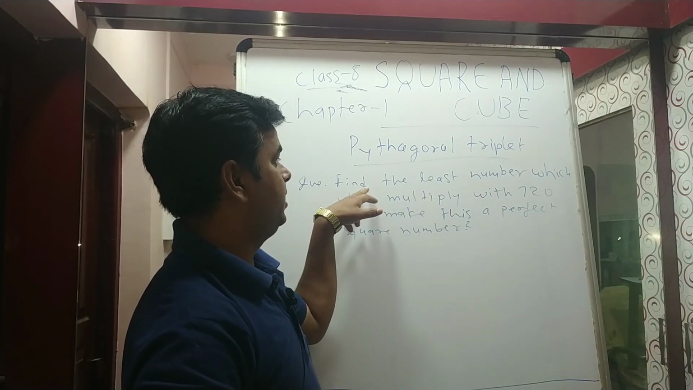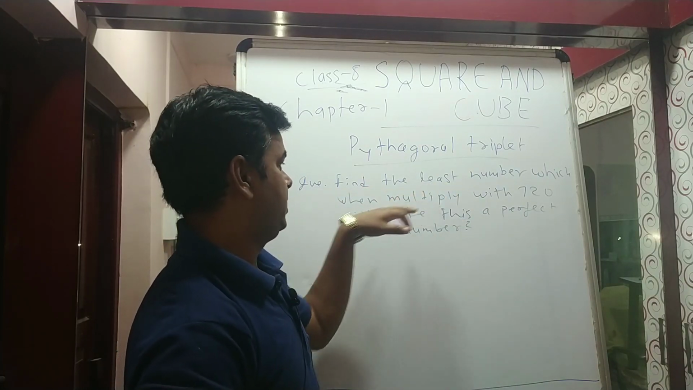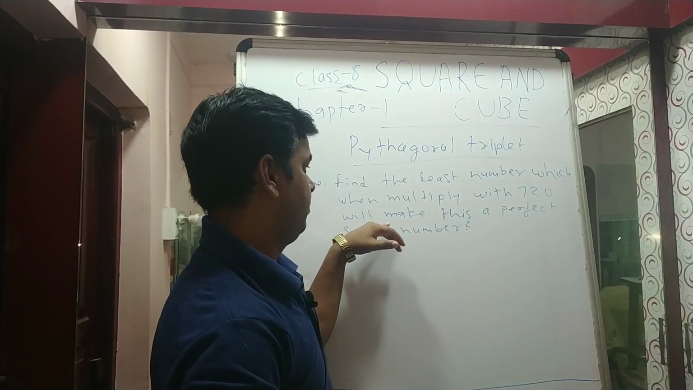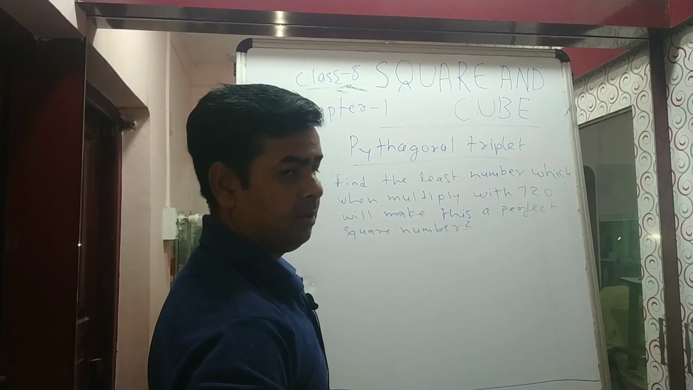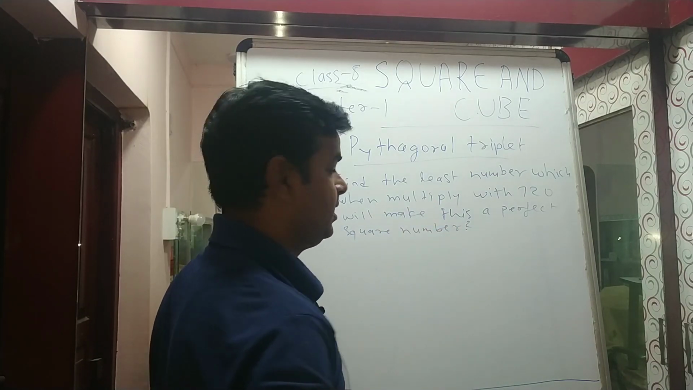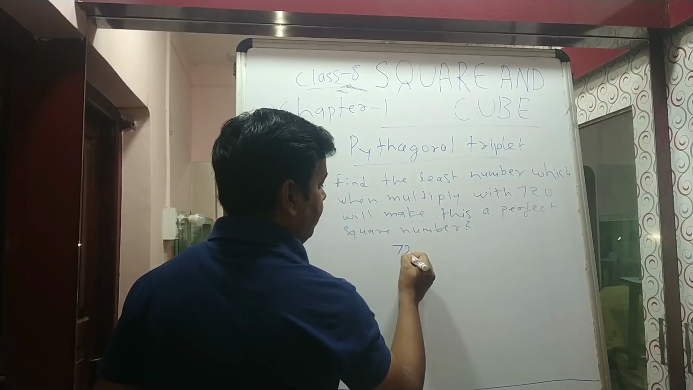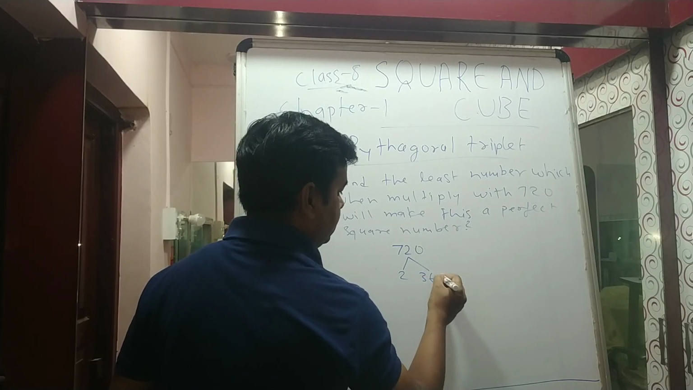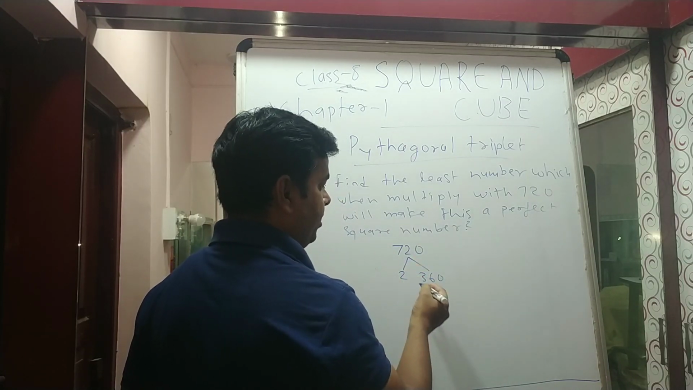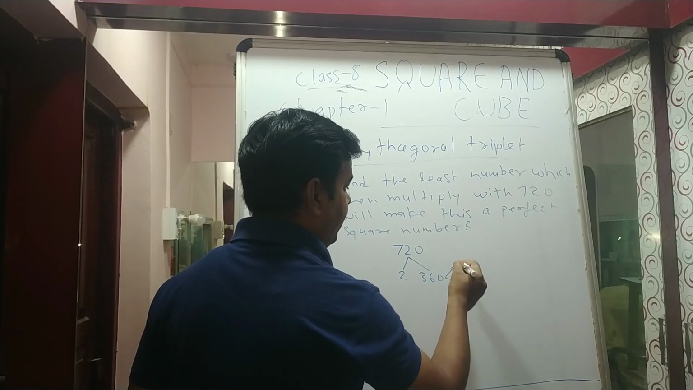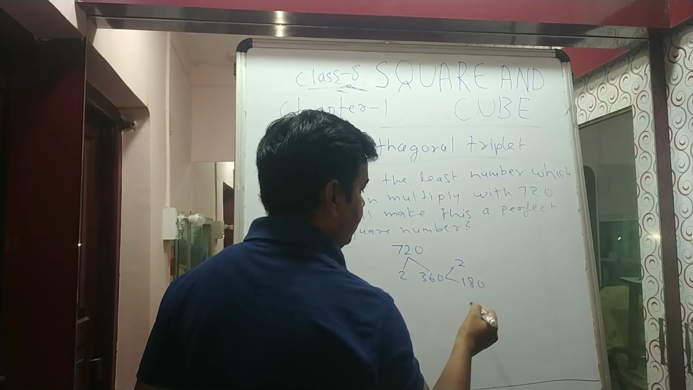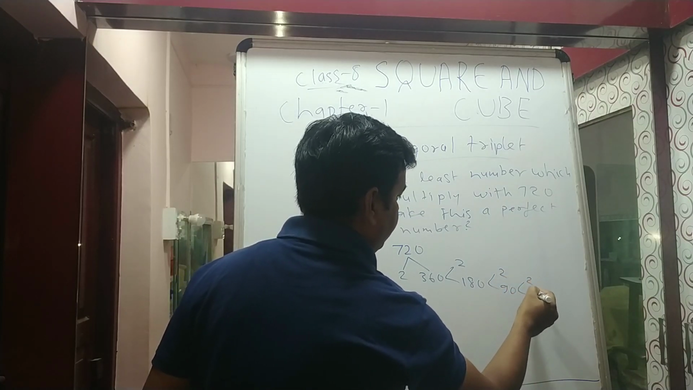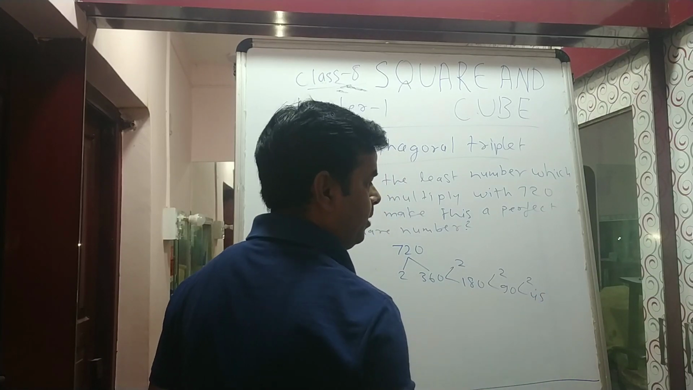What we need to do is we need to find the least number which when multiplied with 720 will make this a perfect square number. For this we need to find the factors of 720. If we do the factorization, 720 can be divided by 2. Again, if we divide with 2, this will be 180. Again, if we divide, this will be 90. Again, if we divide, this will be 45. This cannot be divided by 2.